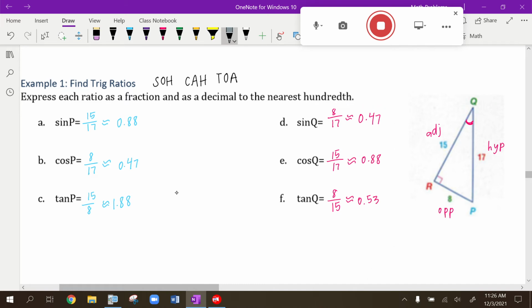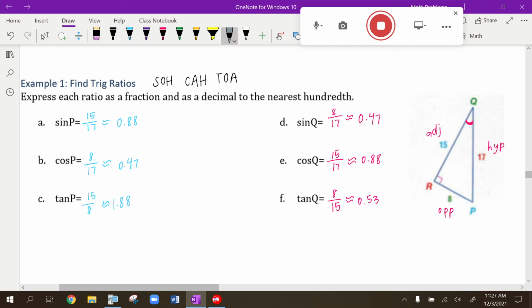for sine and cosine. Sine and cosine can never be bigger than 1 because the hypotenuse has to be the longest side. So it's always going to be a smaller number over a larger number. That means that this fraction will always be less than 1 for sine and cosine. Do you think the same is true for tangent?